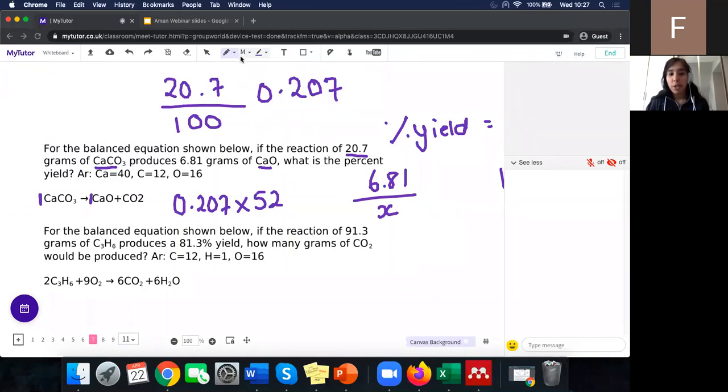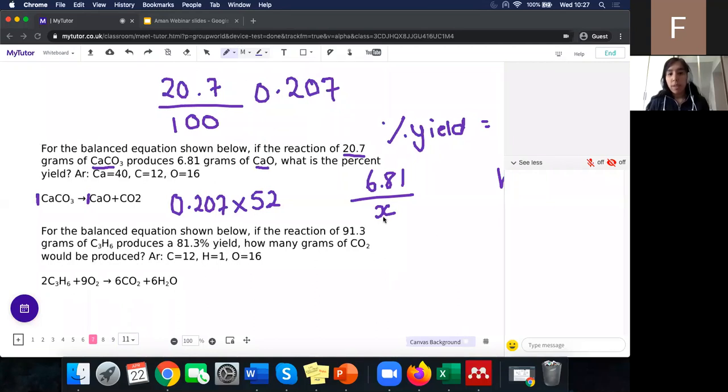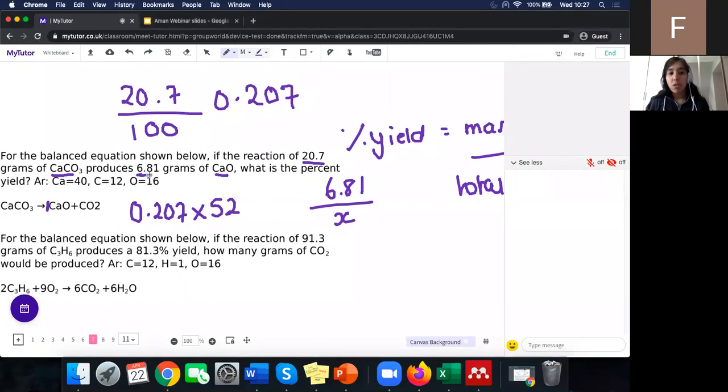0.207 times 52 to get 10.765. Good, so 10.765 is the maximum theoretical mass that could be produced. So what that means is, if we have a look at our question, we only produced 6.81.